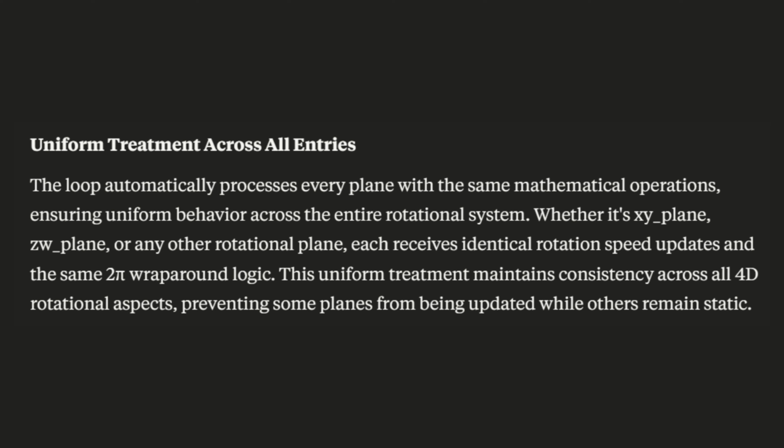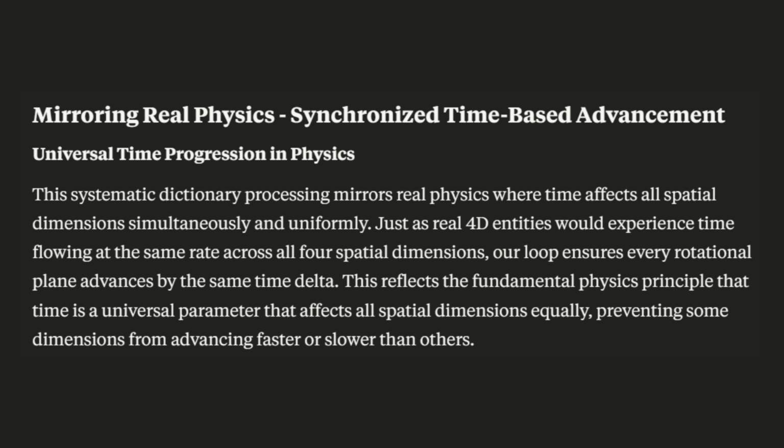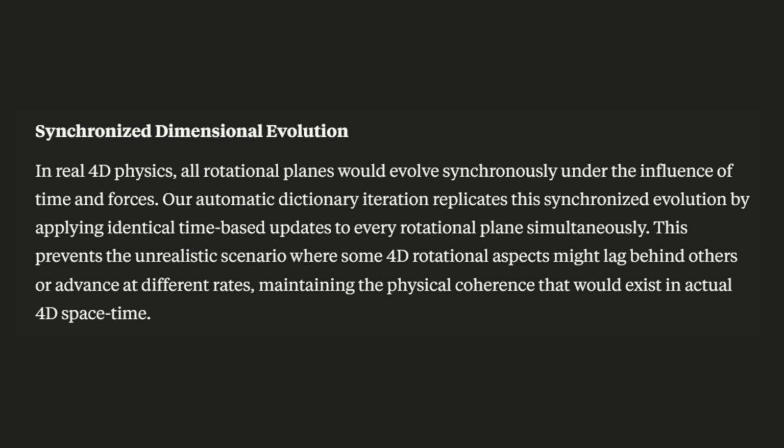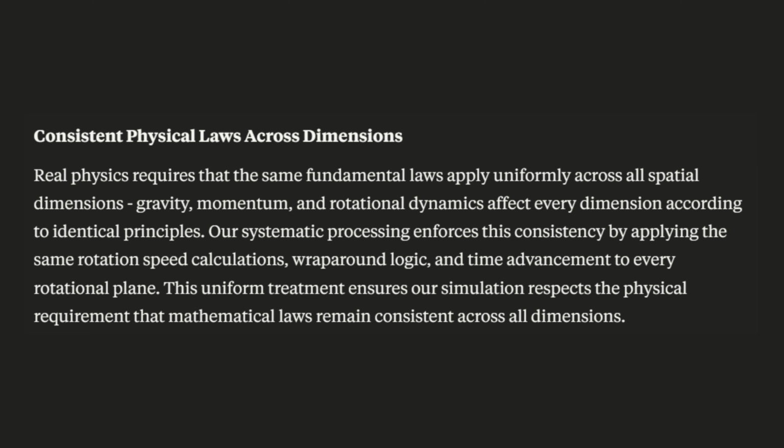Similar to what we talked about in the previous for loop batch operations, your 4D rotation updates mirror real physics, where all rotational planes need the same time-based advancement. Instead of manually updating each plane, the loop automatically processes all 6 4D rotation planes, ensuring consistent physics simulation across all rotational dimensions. So this is beautiful. It adapts automatically. If you later add more rotation planes to your dictionary, the loop is going to process them. You don't have to make any code changes.